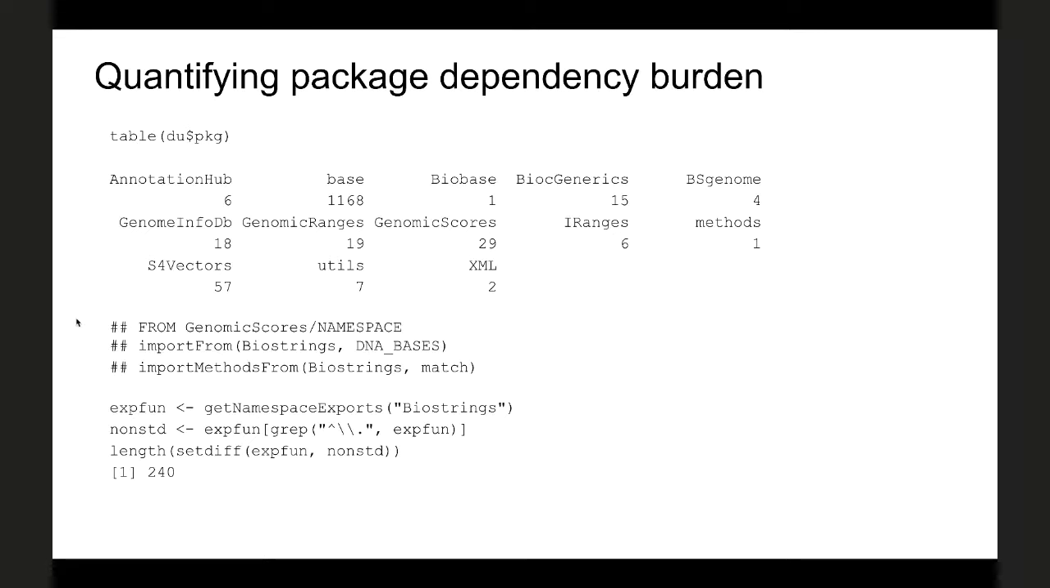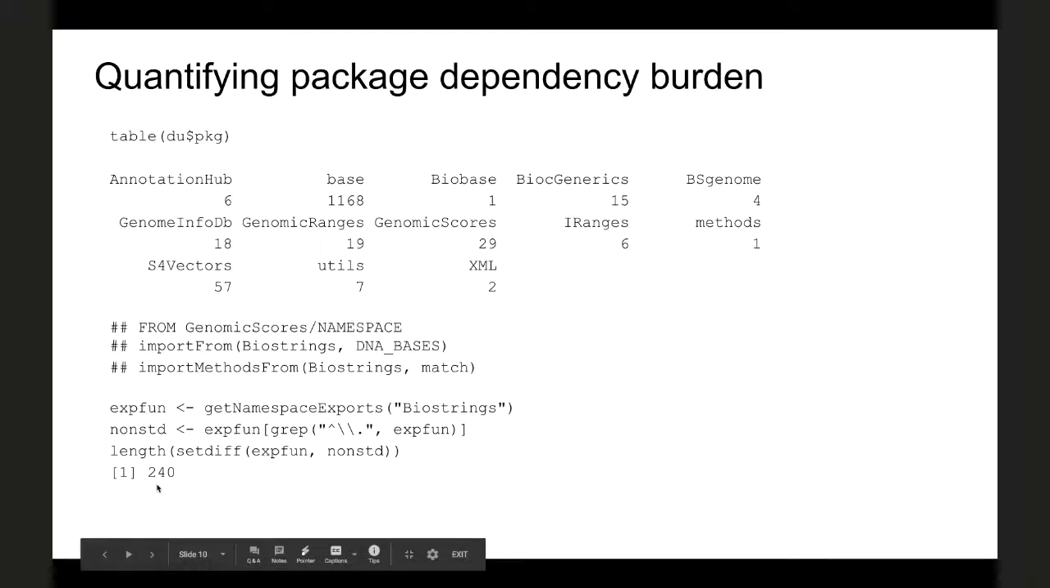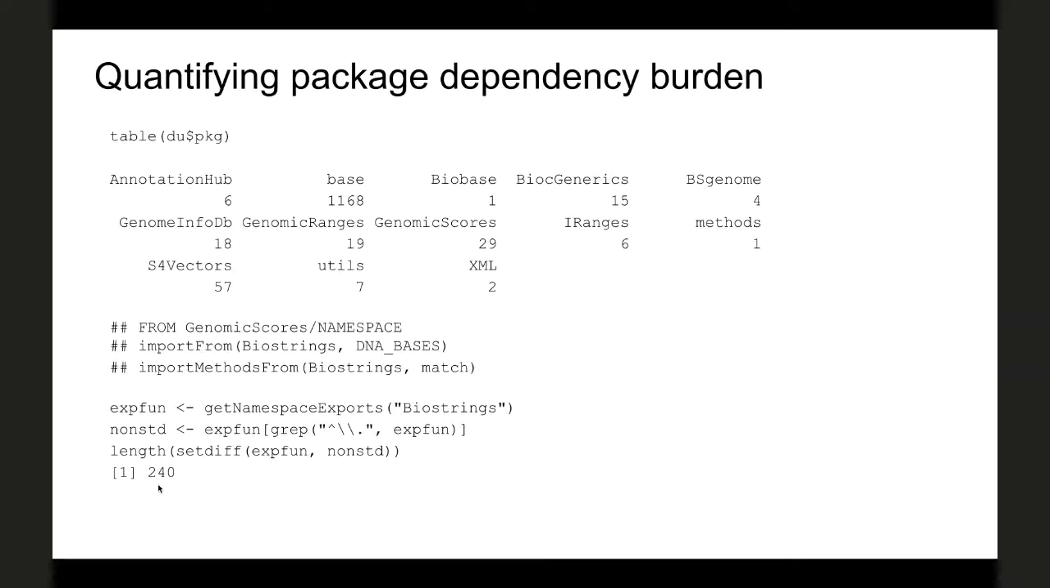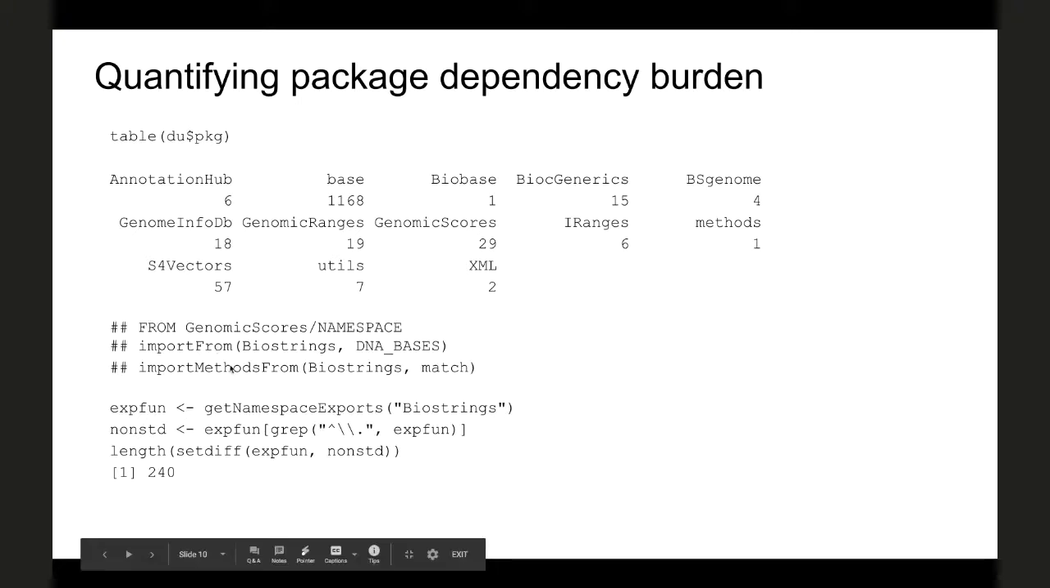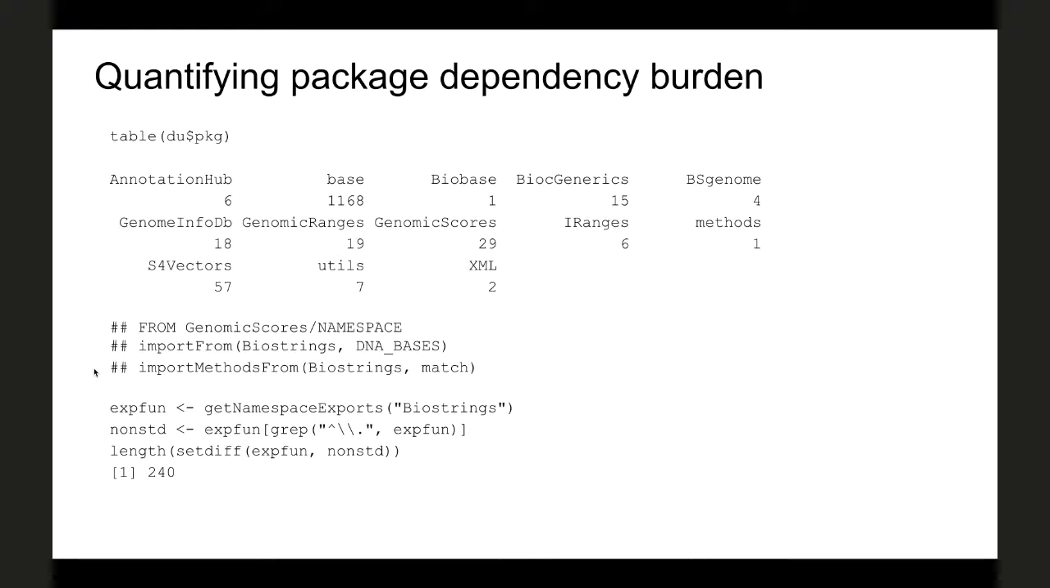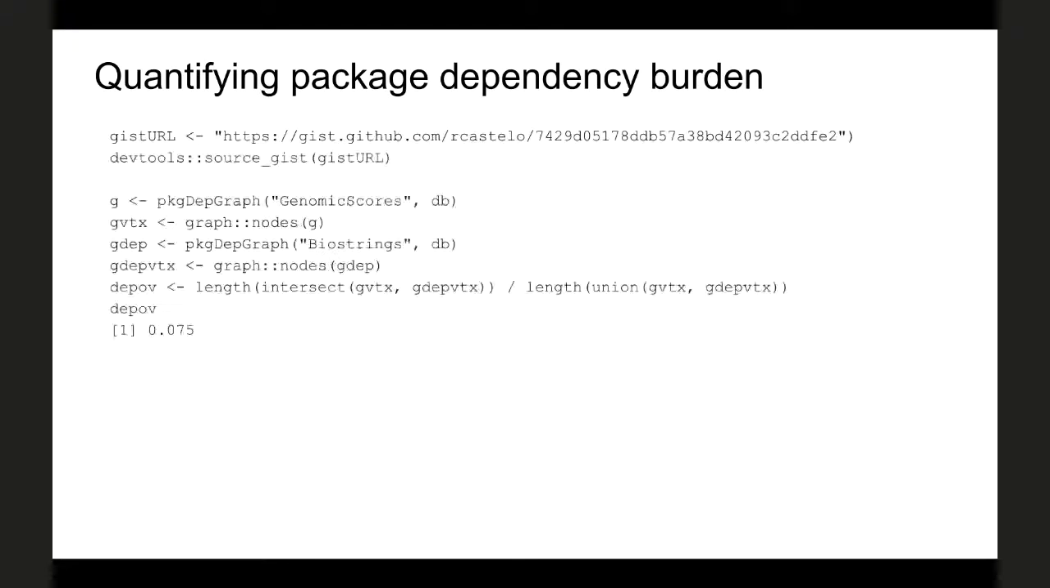The other part is how much the dependency is exposing. One way to get it is with this function, get namespace exports, with which you get everything that is exported. If you discard some stuff that starts with a dot, which I'm not sure what it is but doesn't look like the stuff that I can potentially use, then I get 240 things that are exported, out of which I know I'm using these two here. So this answers this question about how much I'm using from a dependency.